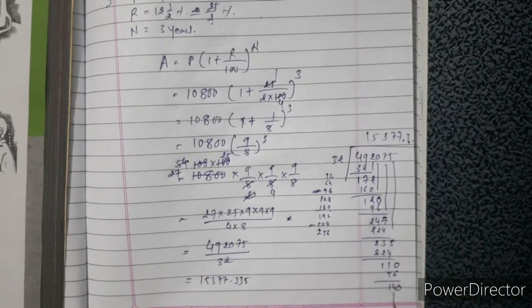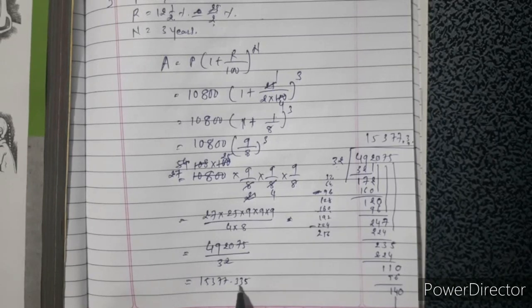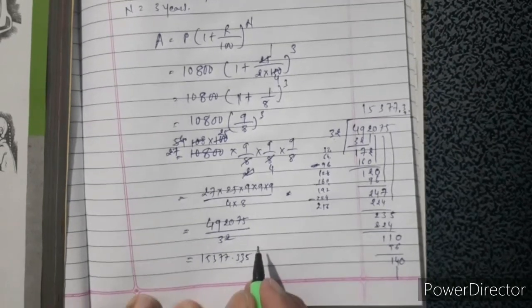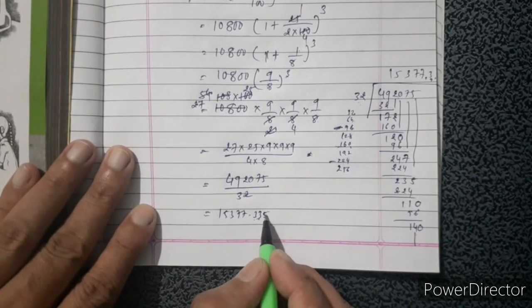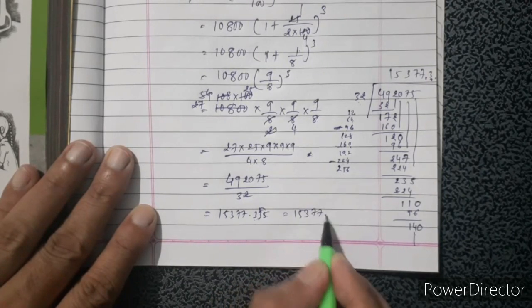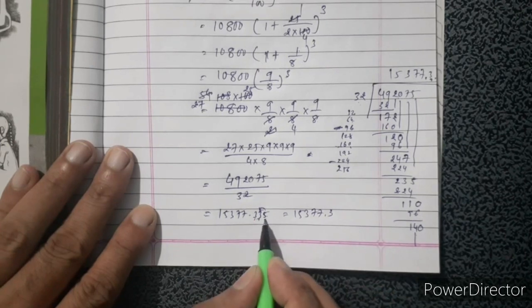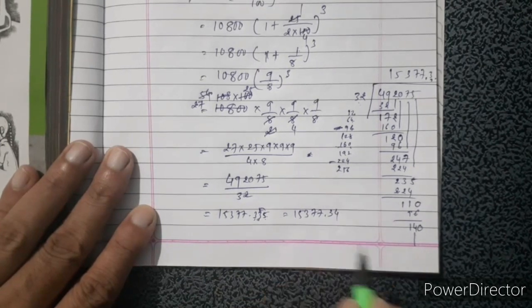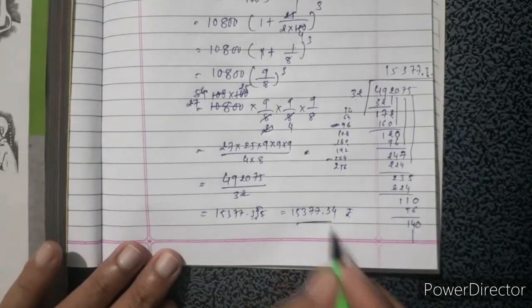If you continuously do that, you just take 2 digits only here. So that time, you just check the next one. If that is 5 or more than 5, you just add one more to this number. So 15377.3, and here 3 is there, next number is 5, so add one more, 4 rupees. That is your amount.